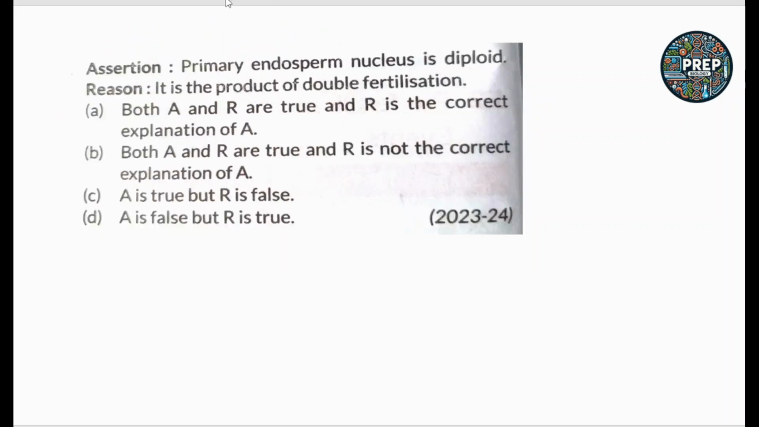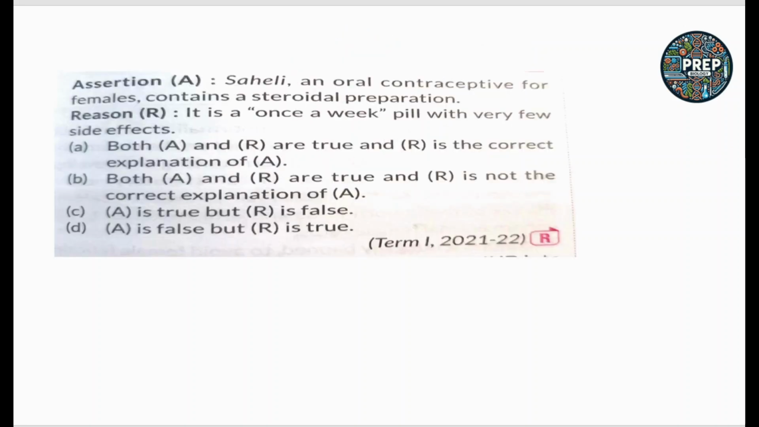Next assertion reason. The assertion is that the primary endosperm nucleus is diploid. The primary endosperm nucleus is triploid in nature, so this is incorrect. The reason is that it is the product of double fertilization, which is correct. So the assertion is incorrect and the reason is true. Option D is correct.